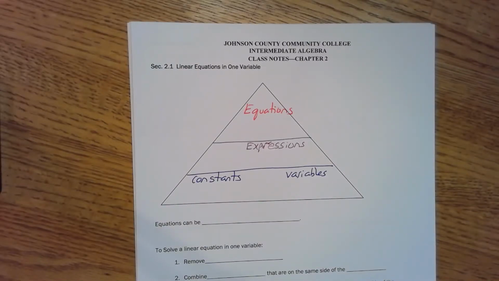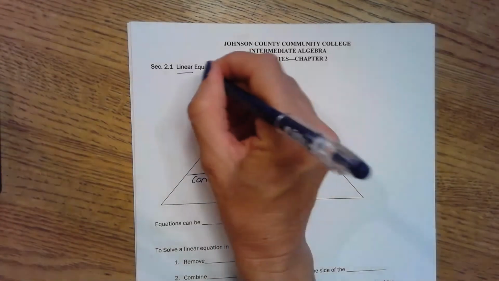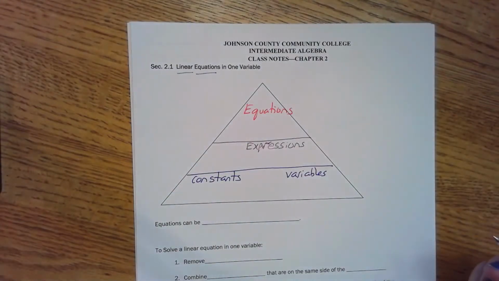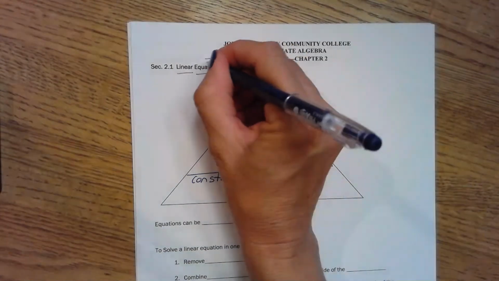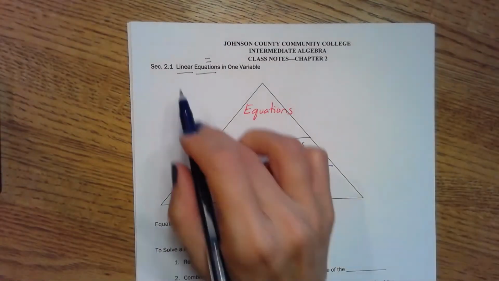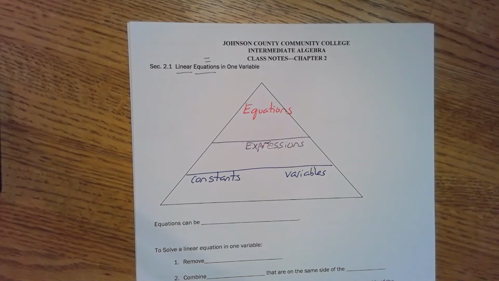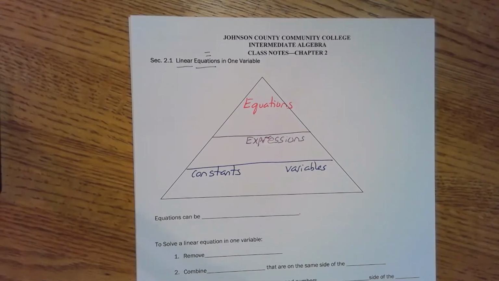Section 2.1, linear equations in one variable. What does it mean to be linear and what does it mean to be an equation? Well, first of all, an equation, you're going to see an equal sign. What does it mean to be linear? We're going to learn about all kinds of equations in this chapter and in this course. So we want to make sure we understand the difference between linear, quadratic, absolute, radicals, all those kind of things.